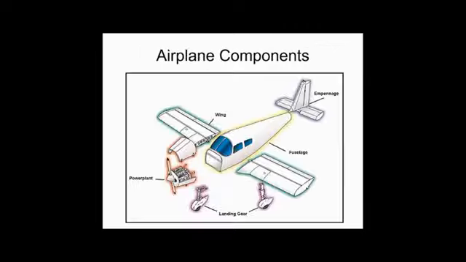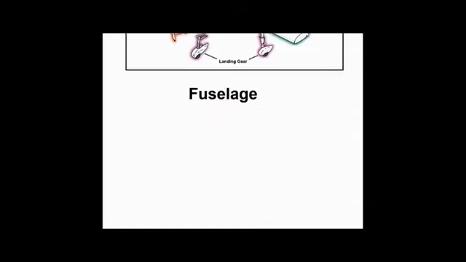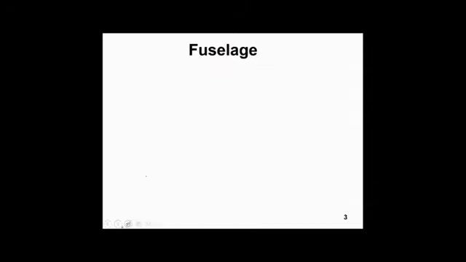Flight controls, electrical, and airframe systems. Aircraft components. We're going to look at the parts of an airplane first and go from there. So the first thing we're going to think about is the fuselage.